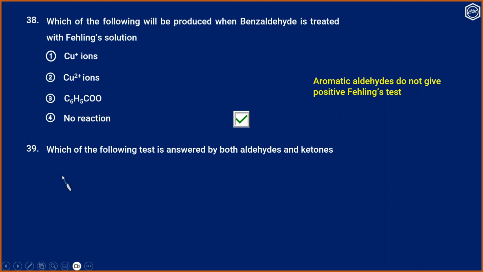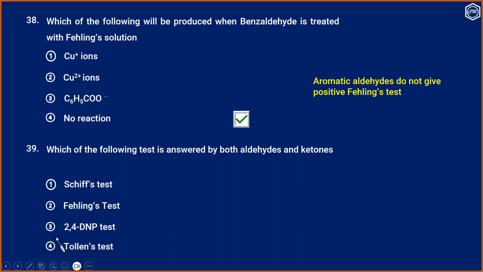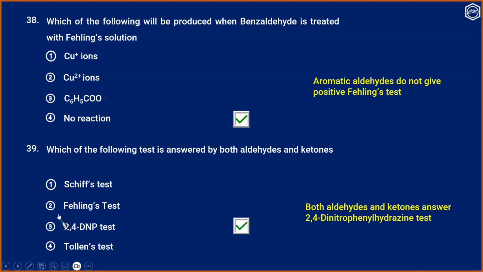Which of the following tests is answered by both aldehydes and ketones? Schiff's test, Fehling's test, 2,4-dinitrophenylhydrazine test, Tollens test. The 2,4-dinitrophenylhydrazine test is answered by both aldehydes and ketones. So option 3 is the correct answer.